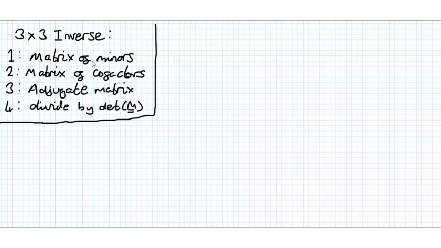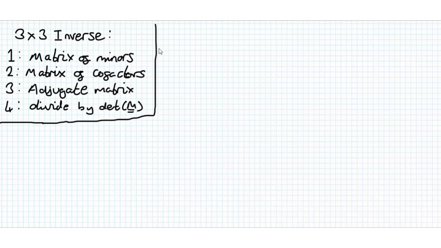We've got our general framework of how to find the inverse of a 3 by 3 matrix, or any matrix in fact, but we're looking at 3 by 3s today. So we want to find the matrix of minors, then the cofactor matrix, then we use that to find the adjugate matrix, and we divide the adjugate matrix by the determinant of our original matrix M, and that gives us M inverse. So of course we're going to go through and define each of these things.